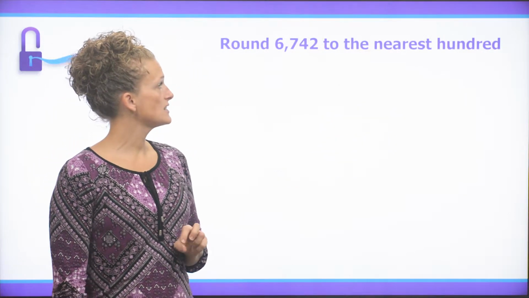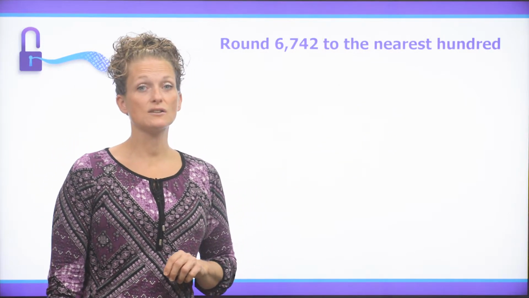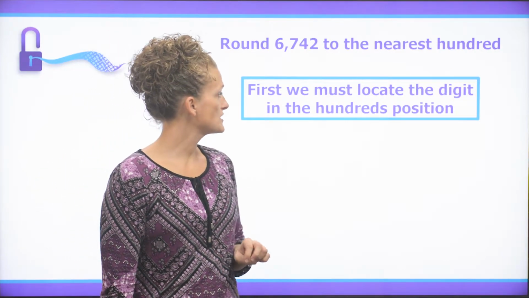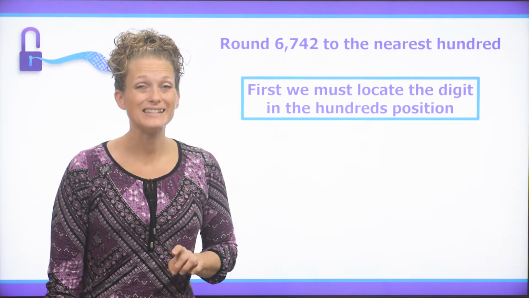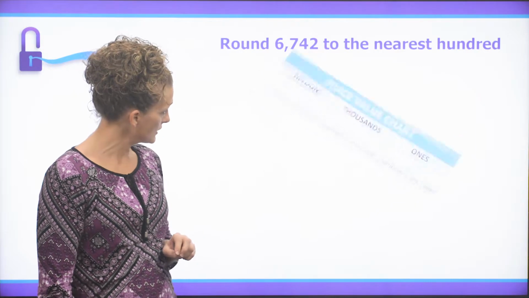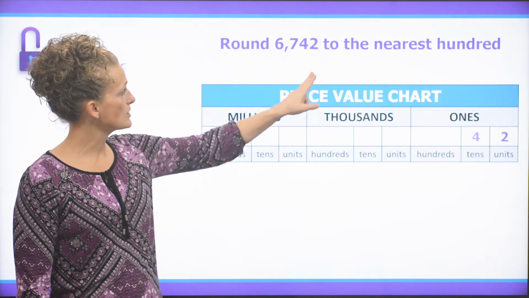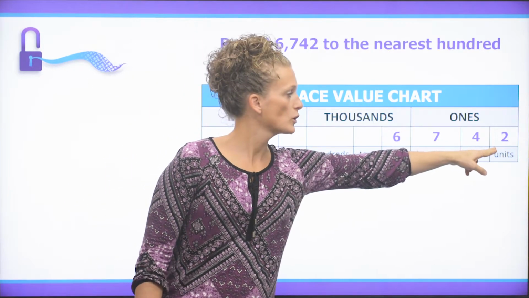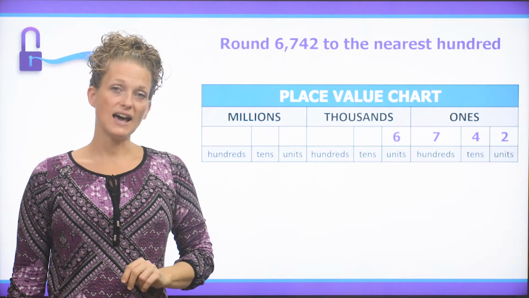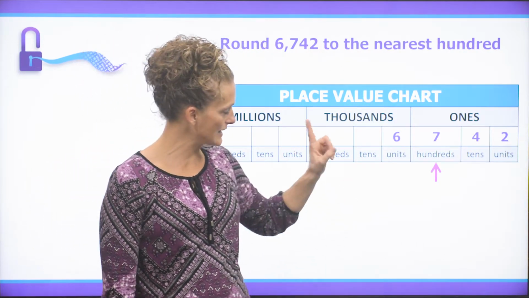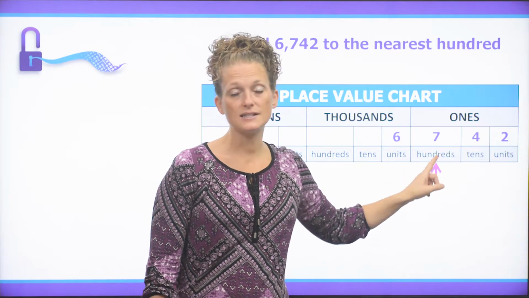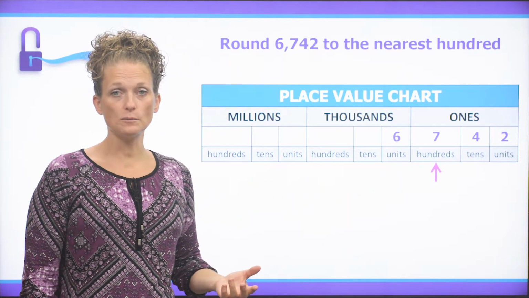Round 6,742 to the nearest 100. All right, again, the first thing we've got to do is locate the digit that is in the hundreds position. And so again, I'm going to use the place value chart. I'm going to start with the 2 and work my way left until every digit has its own box. And we can see that the 7 is in the hundreds position. So that's the number we want to round.